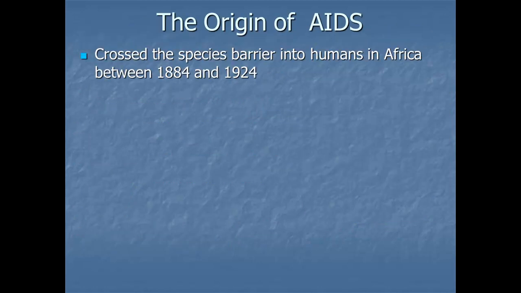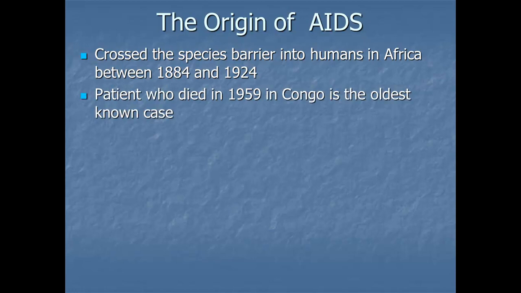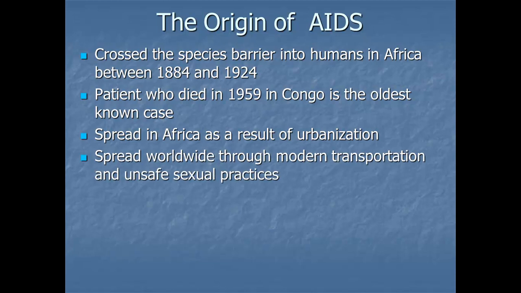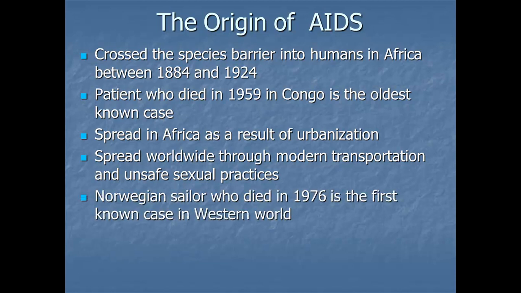Where did AIDS come from? Well, it crossed the species barrier into humans in Africa between 1884 and 1924. A patient who died in 1959 in Congo is the oldest known case. It spread in Africa as a result of urbanization. It spread worldwide through modern transportation and unsafe sexual practices. A Norwegian sailor who died in 1976 is the first known case in the Western world.